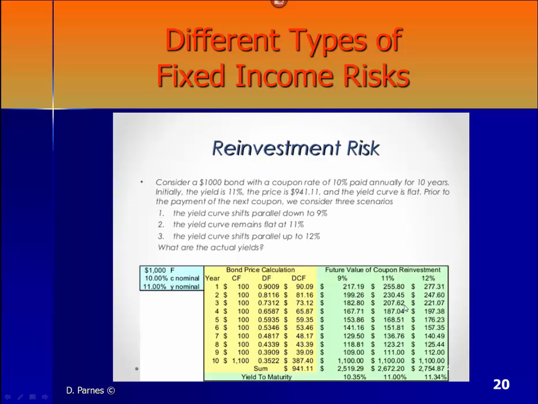Now, on the next panel, on the right-hand panel, we consider what will happen to the yield curve if it will go up, if it will go down to 9%, if it will stay the same as 11%, and if it will go up to 12%.